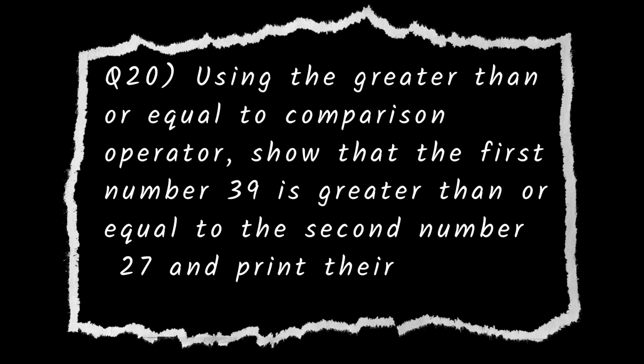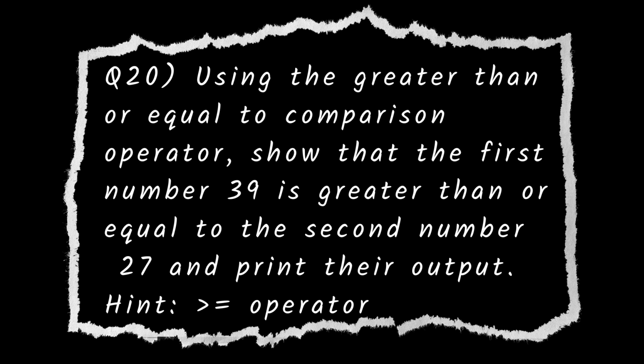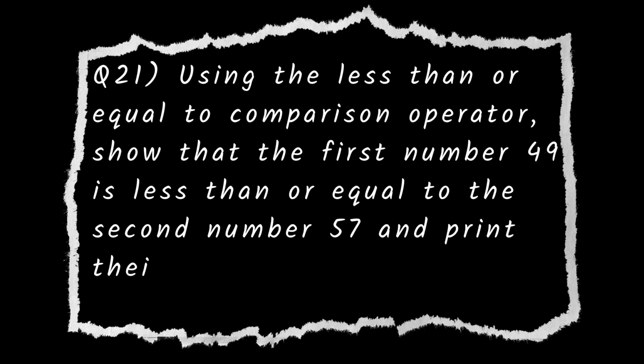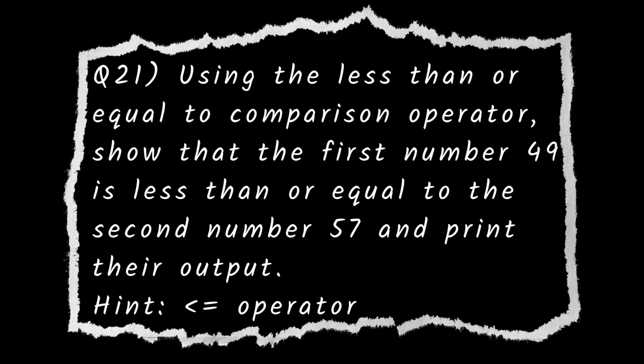The next question is using the greater than or equal to comparison operator, see whether the first number 39 is greater than or equal to the second number 27 and print their output. Here is the hint, greater than equal to operator. The next question is using the less than or equal to comparison operator, see whether the first number 59 is less than or equal to the second number 57 and print their output. Here is the hint, less than equal to operator.